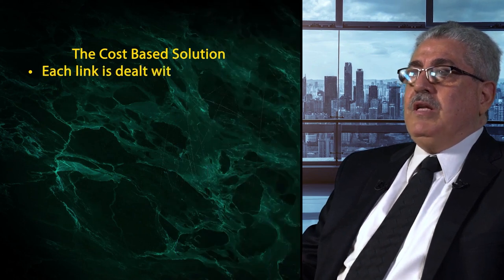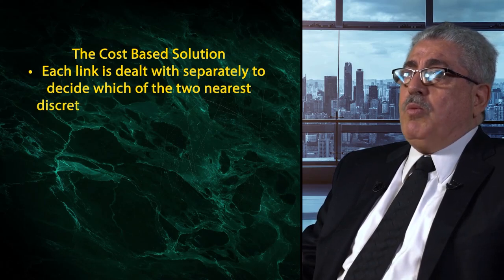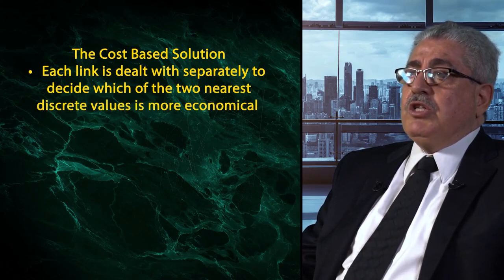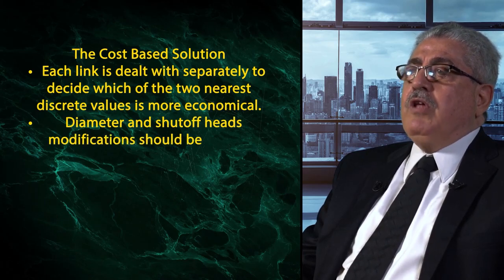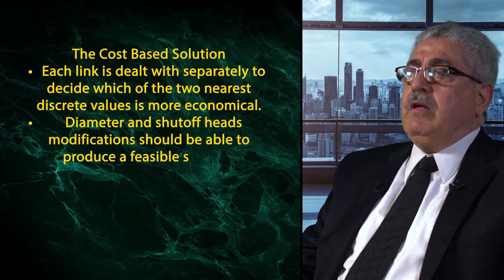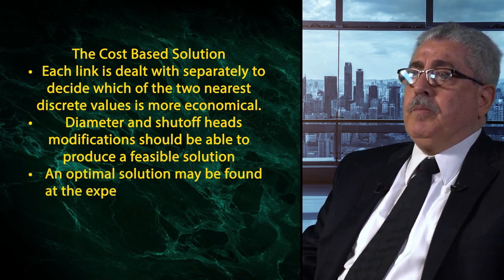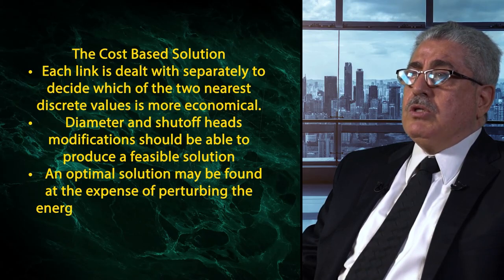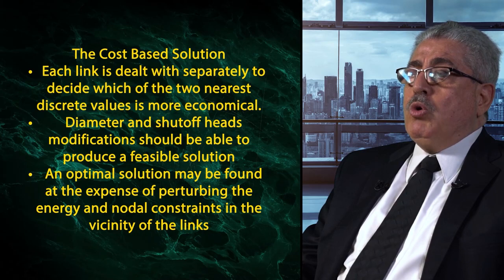In this lecture, we used a simple method suggested by the author to facilitate the discretization procedure by a simple cost comparison between the nearest discrete values for each pipe as a result of diameter and pump shutoff head modifications to satisfy the constraints. The following 2 slides show the modification to the total energy lines for cost-based calculations.